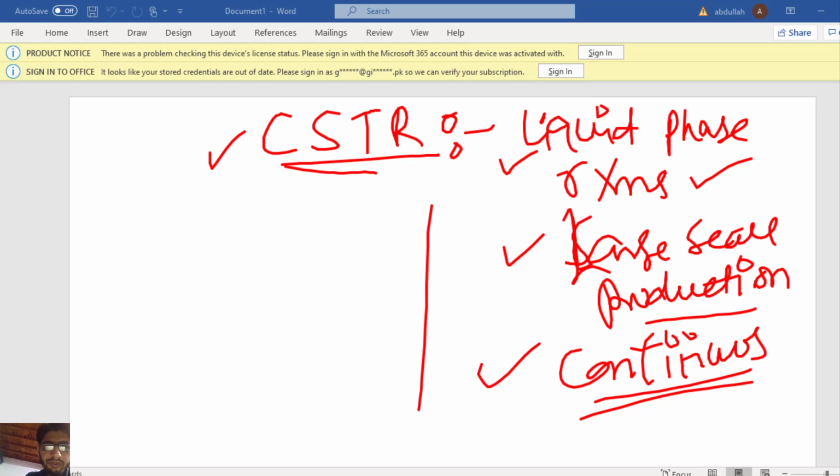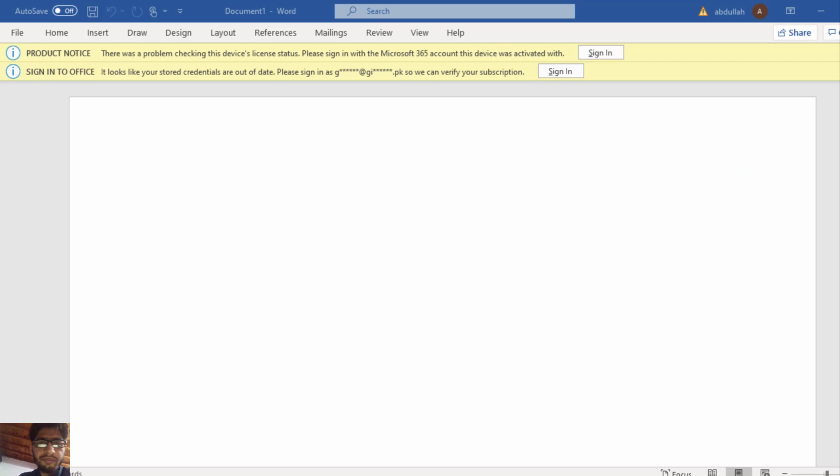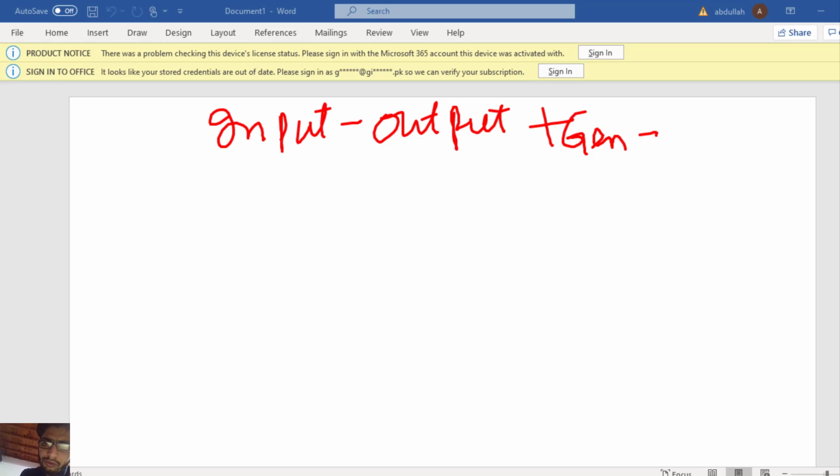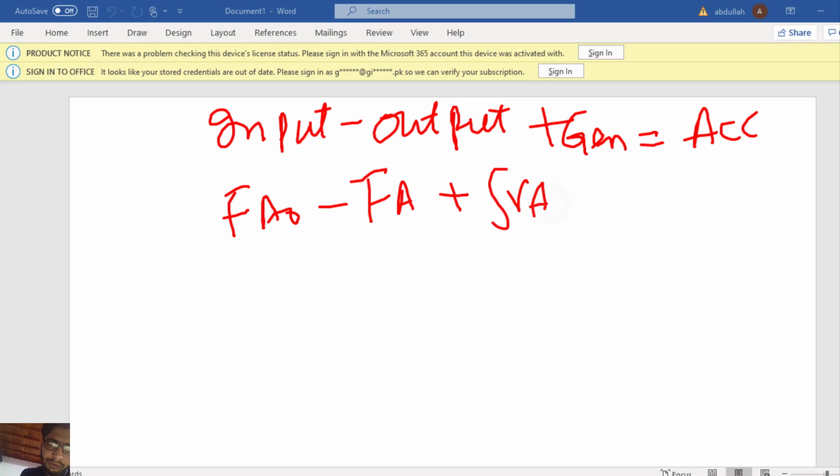So now we will write the mole balance for the CSTR. As we already know, the general mole balance equation is input minus output plus generation is equal to accumulation. Now in the case of component A, it can be written as FA0 minus FA plus RA dV is equal to the change in the moles of A per unit time.